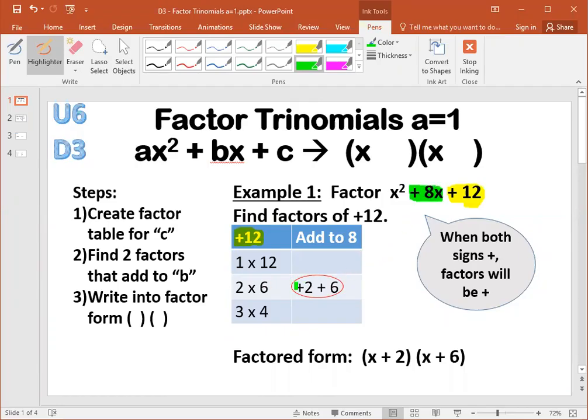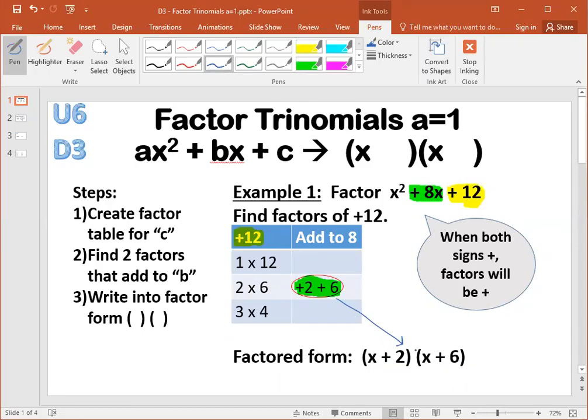If I look right here, a positive 2 and a positive 6 that I've listed in my factor table add up to 8. So this 2 and this 6 become part of the binomials, and you can see that I wrote them down here in my factored form: x plus 2 and x plus 6. And this would be my final answer.